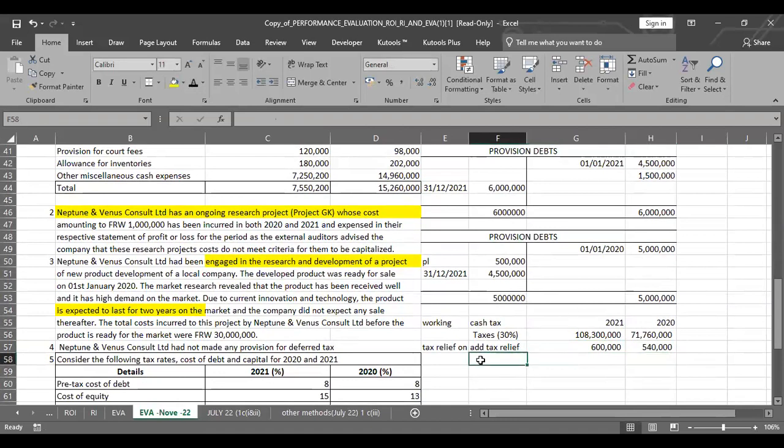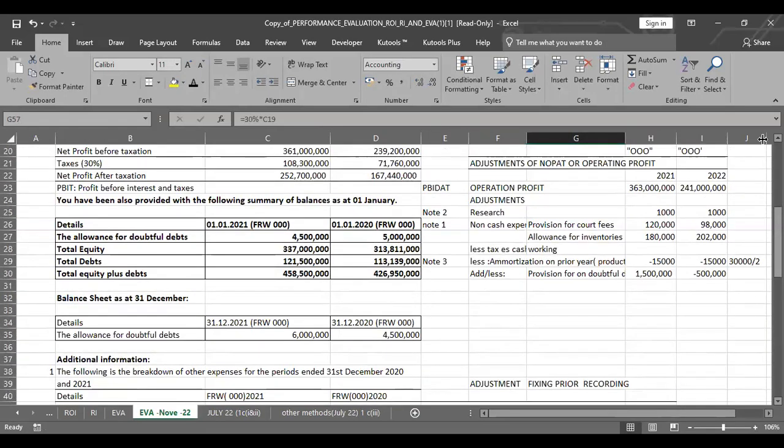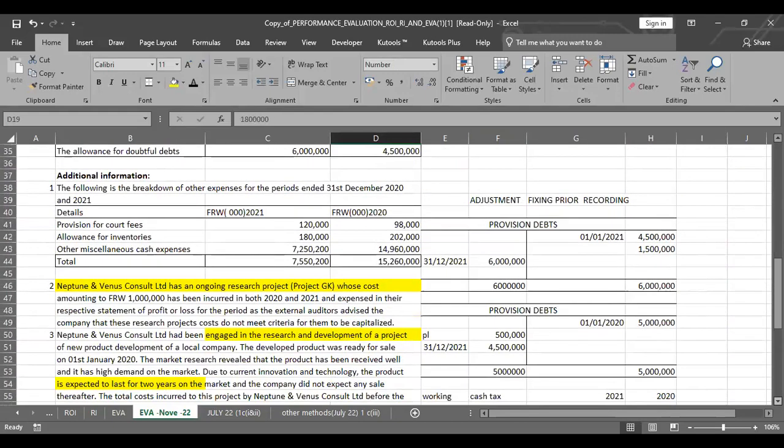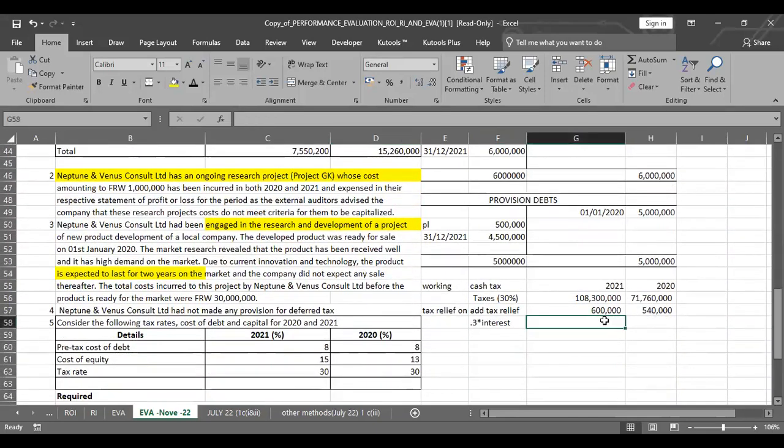So what I did, I have simply taken 30% multiplied by interest. Interest, for example, is given in this year, it is 2 million. So you take that. The previous year, they have given you the interest, which is this amount here. So you take 30%, it gives you that. If you deal with that, you get that figure there, and that is what we have as the cash that could possibly have been paid on that basis, that it's related to that.